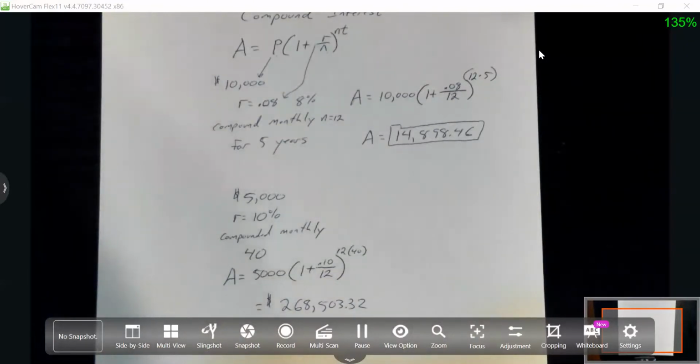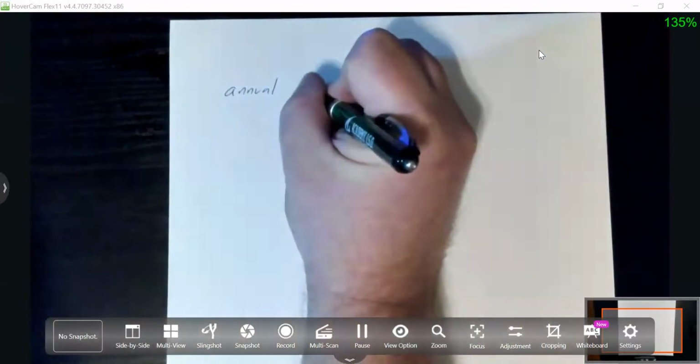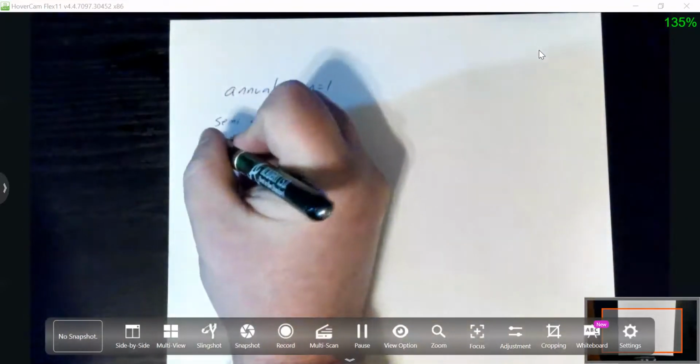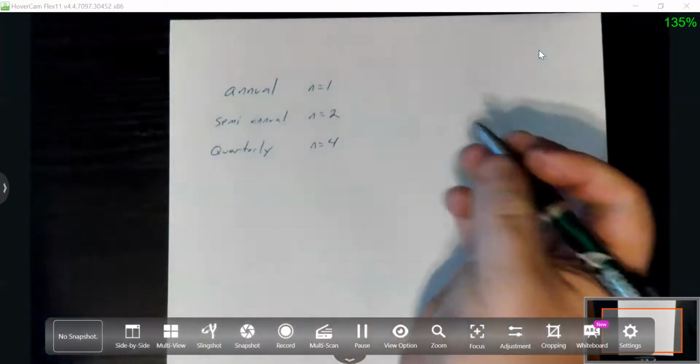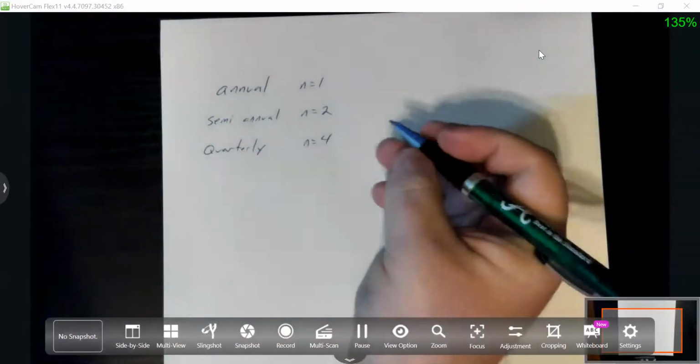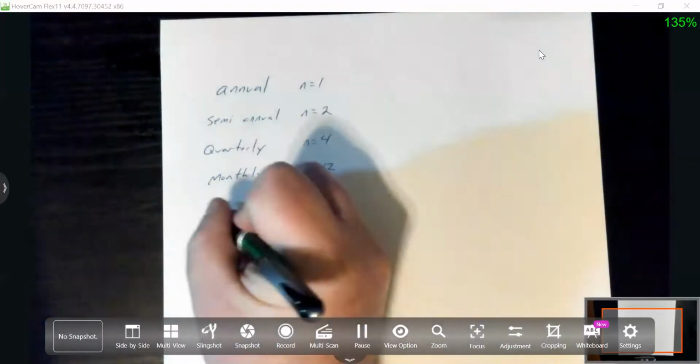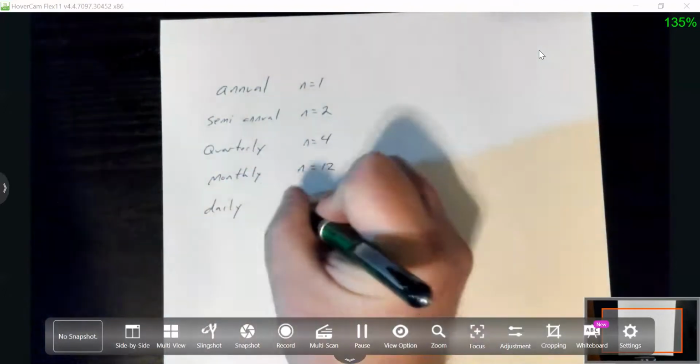So when we look at compoundings then, the more often that they put the money back in, the faster it grows. So we can look at some of the standard compoundings. Our standard ones are annual, so n would equal 1, semi-annual, n would equal 2. You could have things like quarterly, so 4 times a year, n would be equal to 4. You could have monthly, n is equal to 12. Daily, the standard is 365.